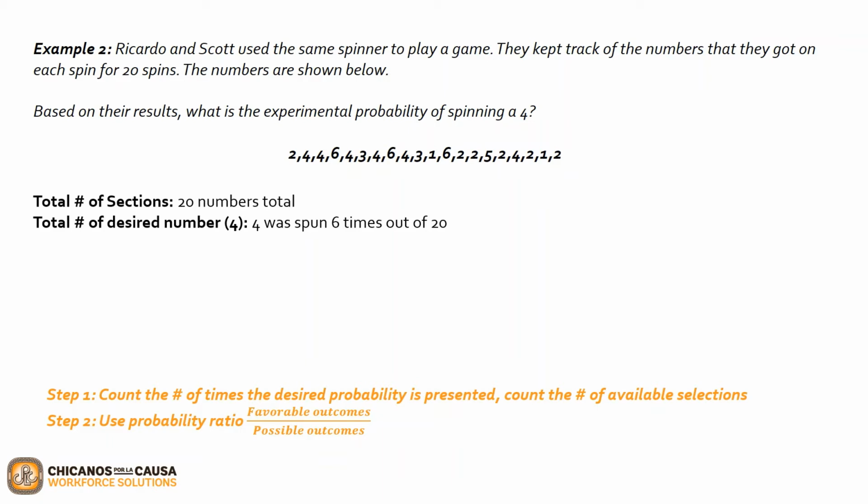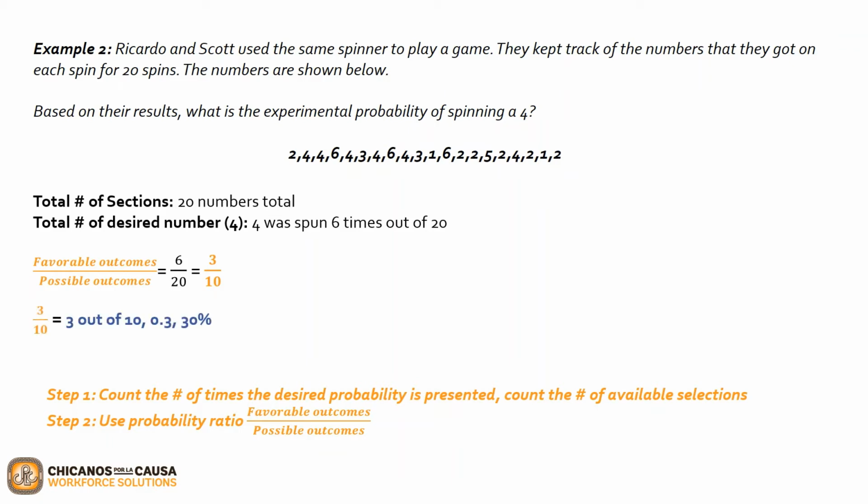So let's use this information and plug it into our formula. So our favorable outcomes is 6. Again, remember, it's not actually the number 4 because that's irrelevant. We're just counting the number of times it appears. Then we're going to put it over our possible outcomes, which is 20. Our possible outcomes are always the same as the number of times something took place. So if we have 6 over 20, we can further reduce that to 3 over 10, as both 6 and 20 share a multiple of 2.